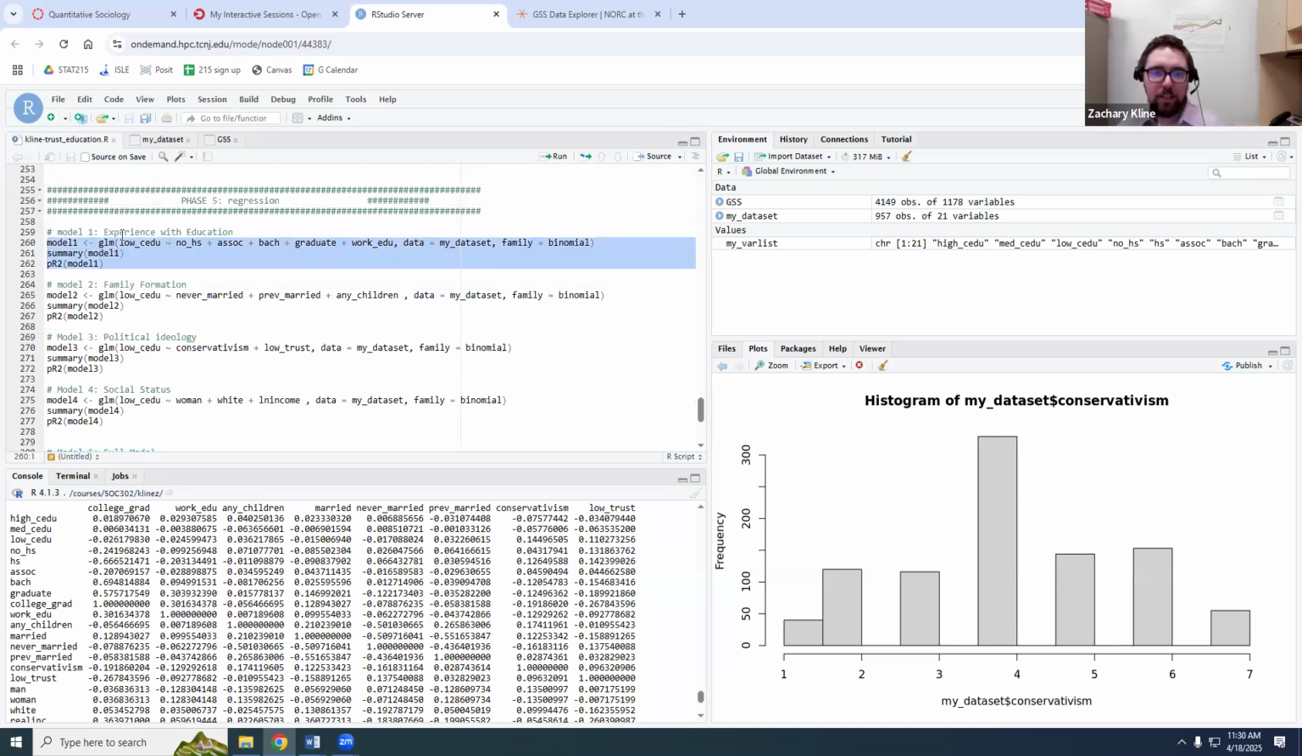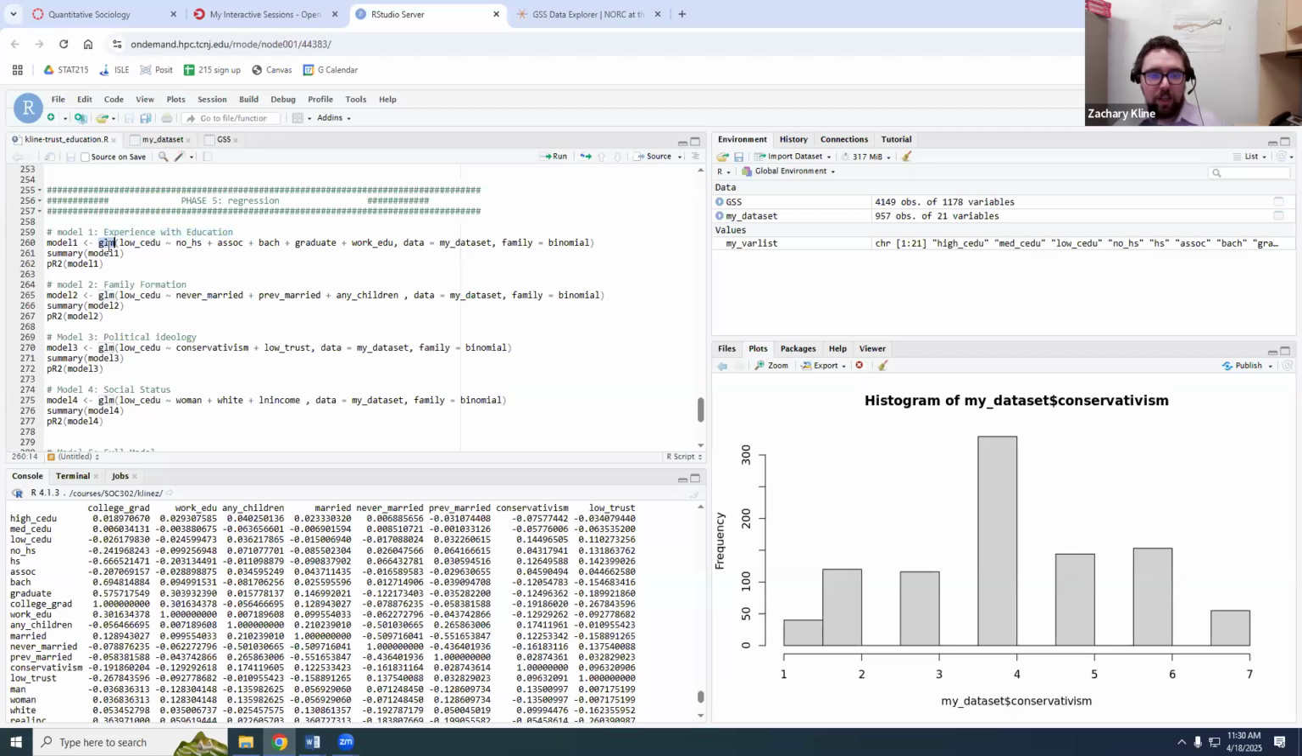First, we're going to predict low confidence in education given experience with education. We're going to measure experience with education using degree and whether someone works in education. So there's two variables as part of this first independent concept that we're going to use as our independent variables in our model one.